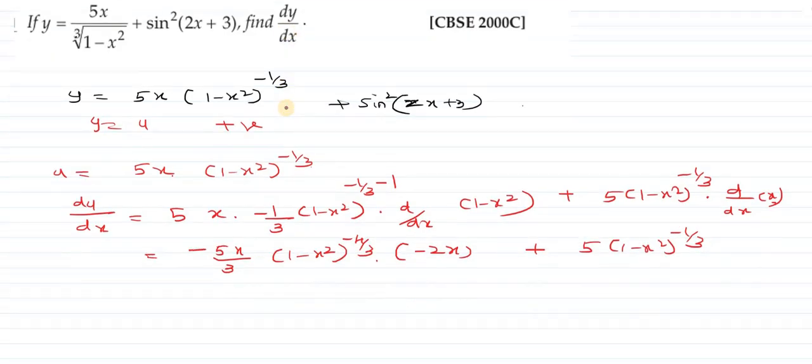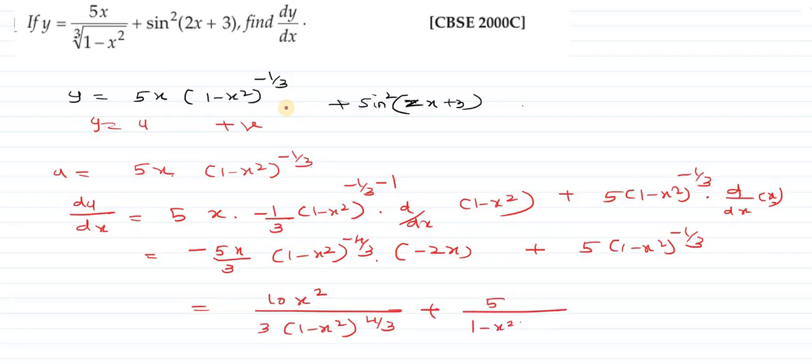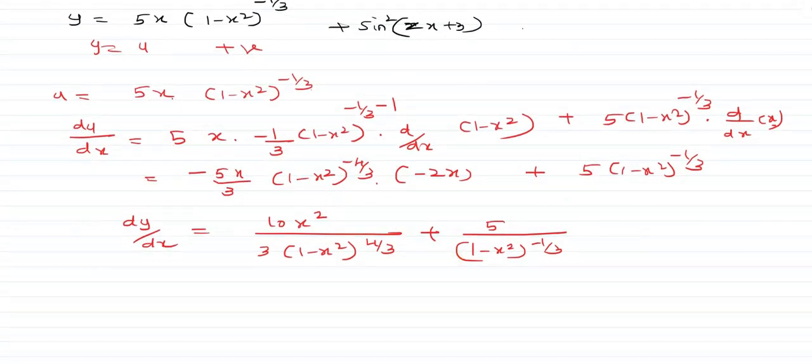Okay. So what and all you can take outside, or you just keep it as it is. So this will be plus 10x square divided by 3 into (1 minus x square) to the power 4 by 3, plus 5 upon (1 minus x square) to the power minus 1 by 3. Is it clear? Any doubt you tell me, I will clarify.